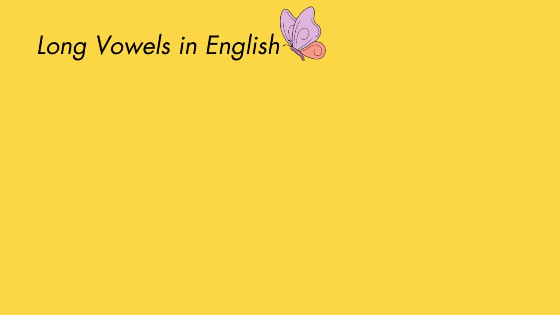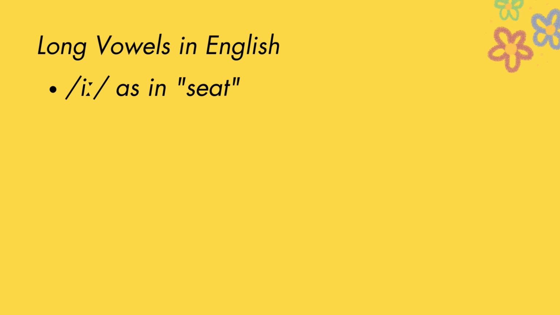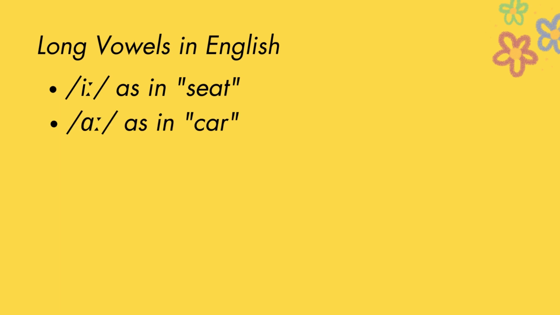Now, let's move on to the long vowels, which are drawn-out sounds. They are often held for a slightly longer time compared to short vowels. Here are the main long vowels in English. The first long vowel is I, as in seat. Your lips are slightly stretched, almost like a soft smile. You'll hold this sound out for a bit. Repeat. Seat.